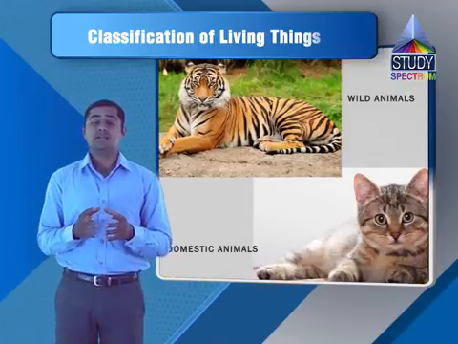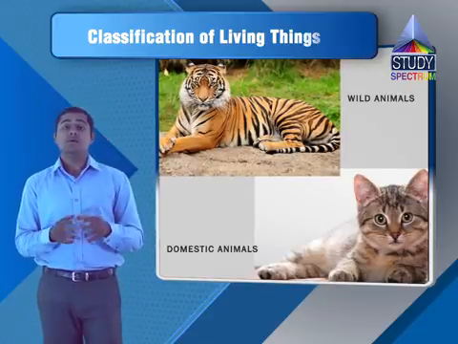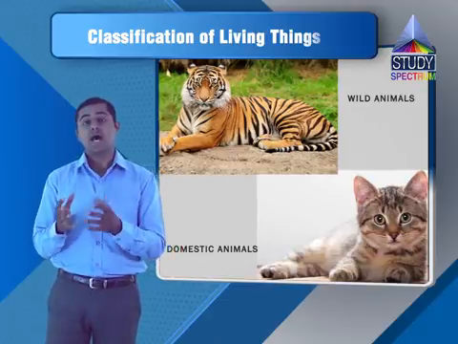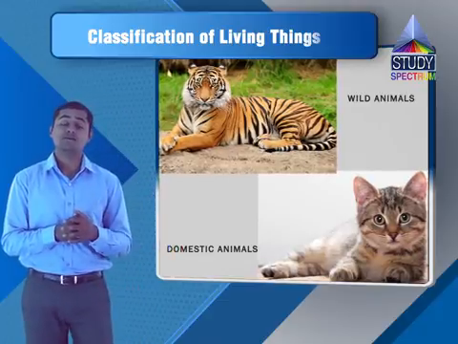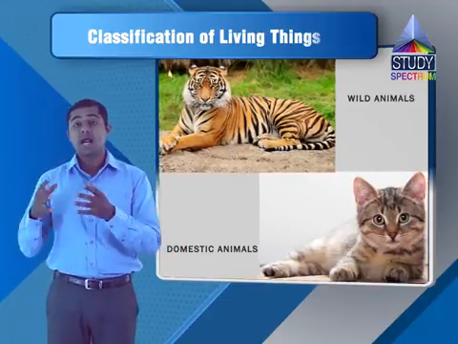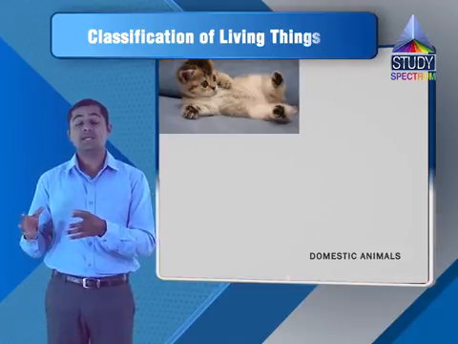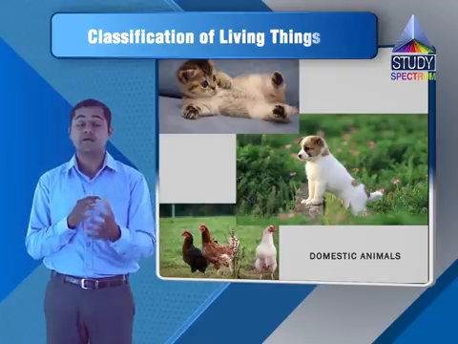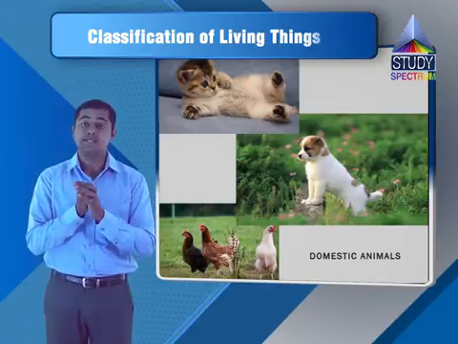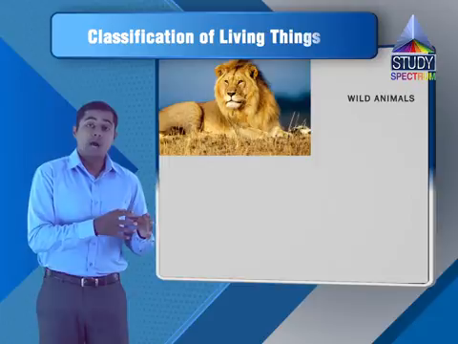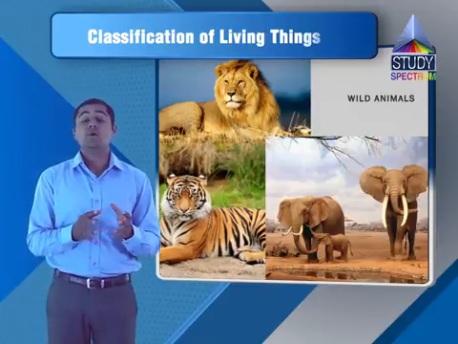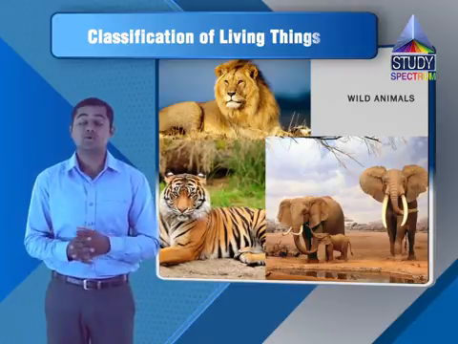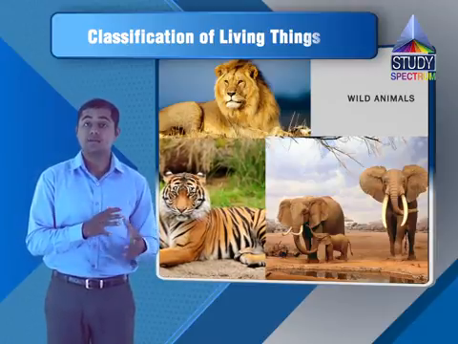Now let's consider the classification of animals. We have seen 6 different criteria of classifying the animals. Very first, wild animals and domestic animals. Domestic animals are the animals which we can keep at our house as our pets, like dogs, cats, hens. The wild animals are the animals which we cannot have in our house as our pets. Those live in the jungle. Those are lions, tigers.